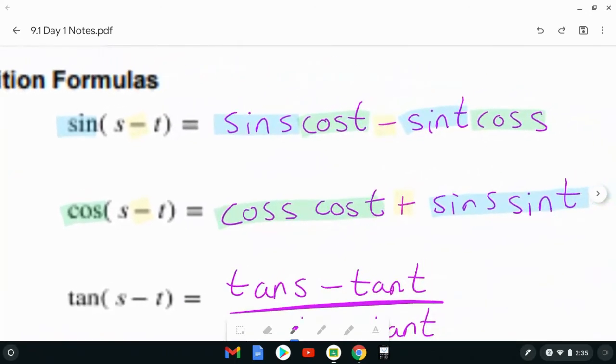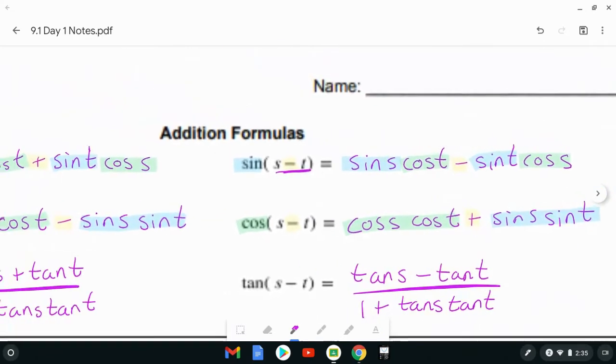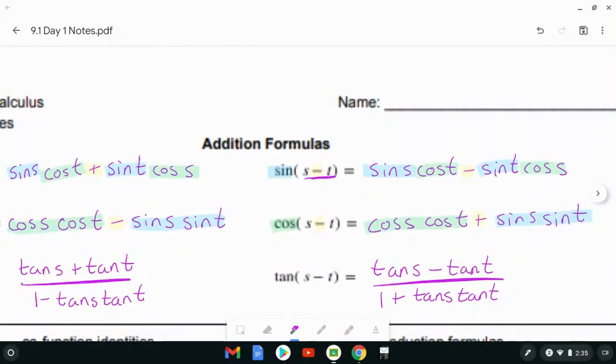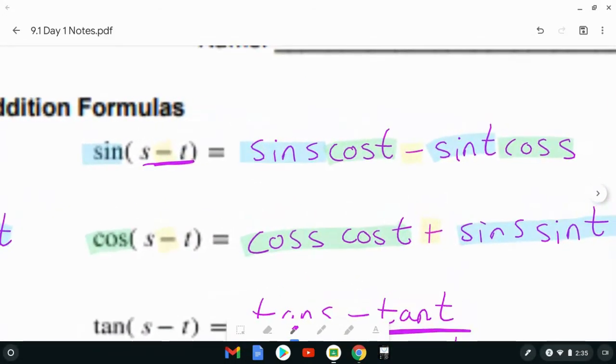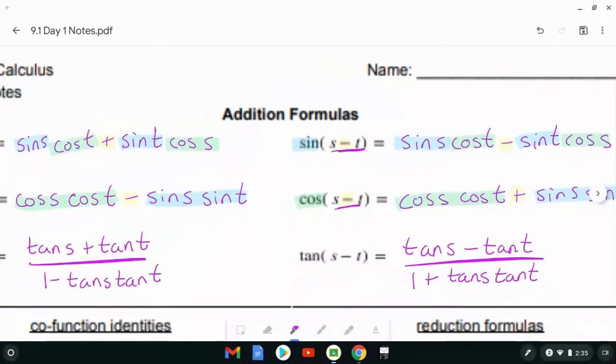Likewise, if we go to sine of s minus t, the subtraction of two angles inside a sine function, again we have that alternating pattern with sine of s, cosine of t, but with subtraction. Whereas cosine of s minus t, again you have cosine of s, cosine of t, but it is the opposite of the addition formula.